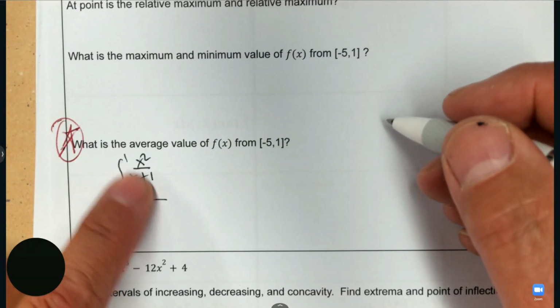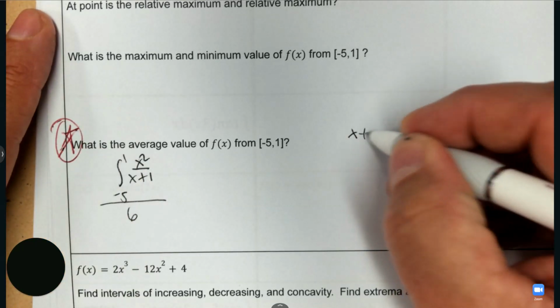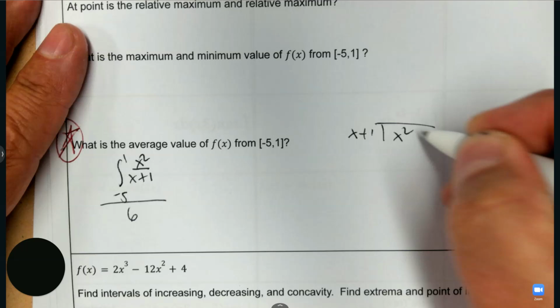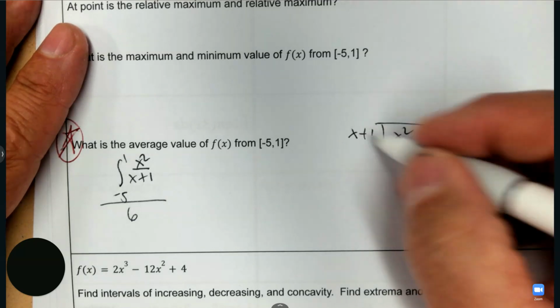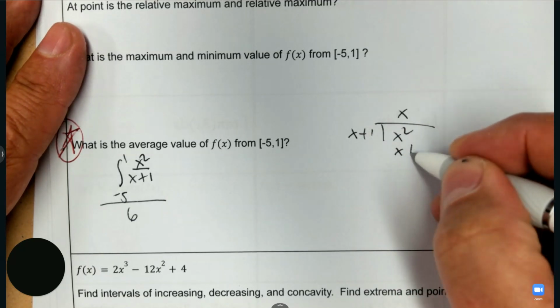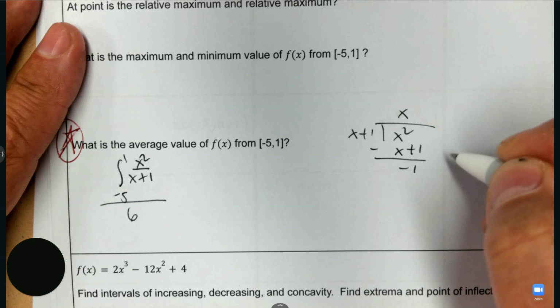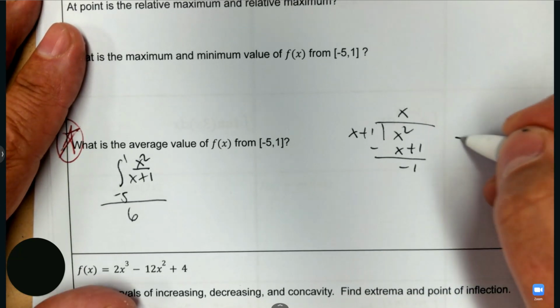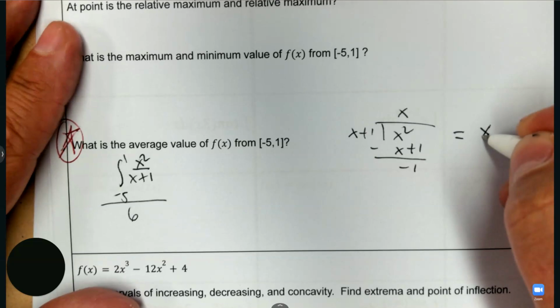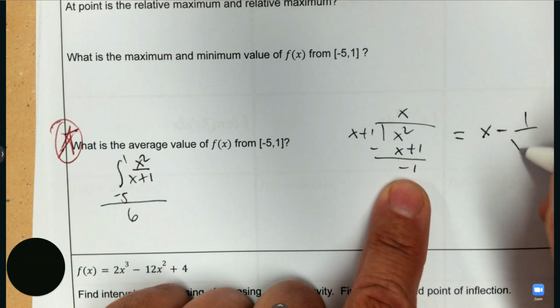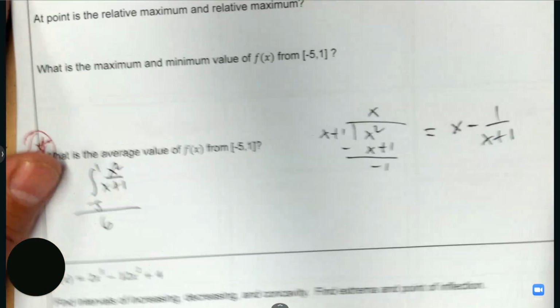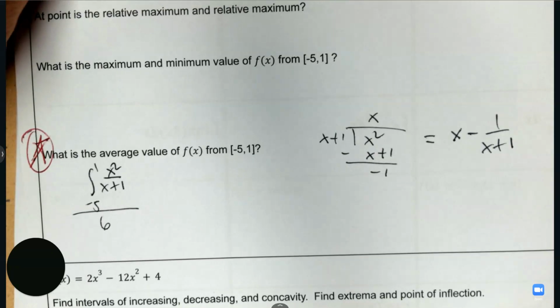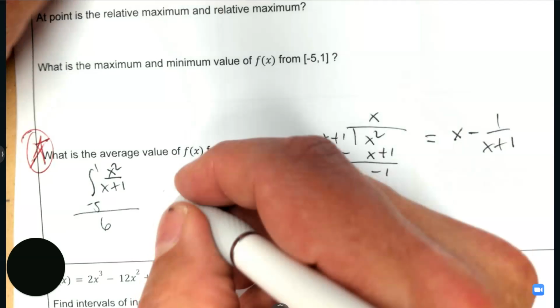To know when the degree on top is bigger, we need to divide this. So we're going to divide it, x into x squared, and subtract. So the answer is x minus 1, and the remainder is 1 over x plus 1. So when I integrate this, that's what I'm going to integrate.